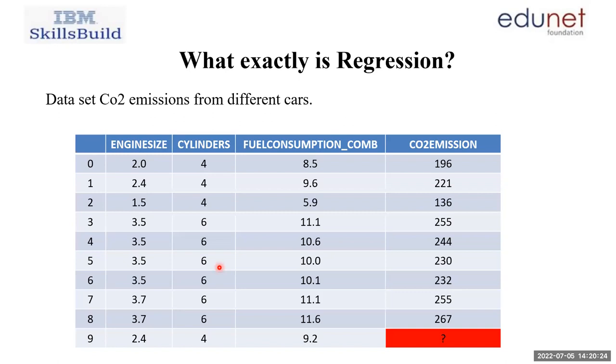From the case study point of view, we are going to analyze what exactly regression is. Here we have a data set. Here I have some X values, and this is the Y value, the CO2 emission. In the last row, the unseen X, I need to find the CO2 emission based on the already given data set. This is the concept of regression.